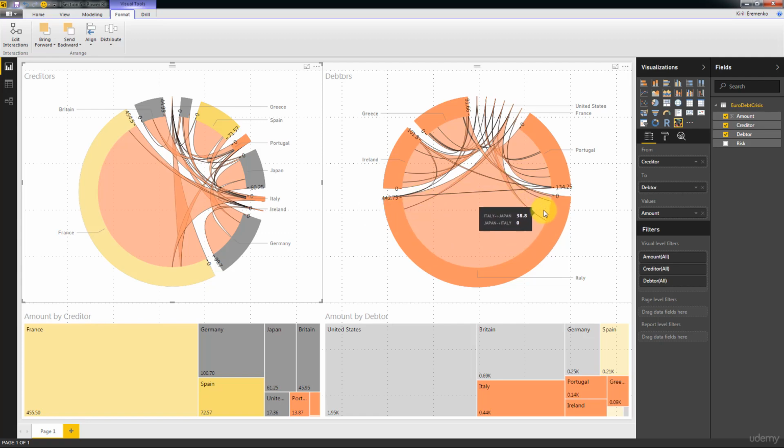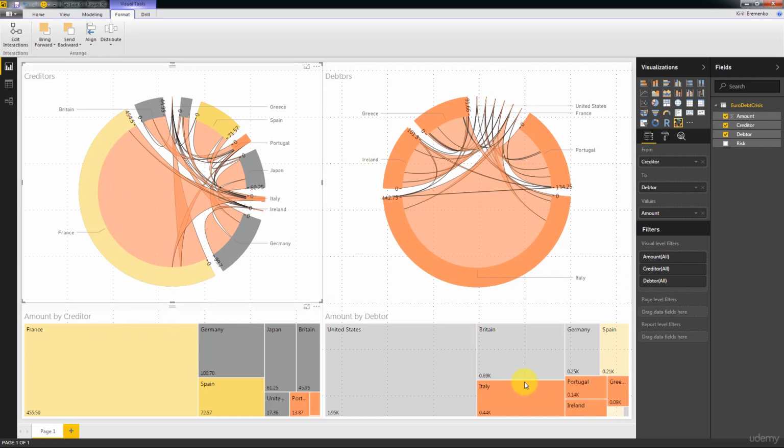Then what is this? Oh, and then Italy also owes Japan $38 billion, and Italy owed Spain, back in the time, $9.7 billion, and Italy owes the United States $3.16 billion. Then comes Portugal, then Ireland, then Greece. All right, and now where are they borrowing this money from?